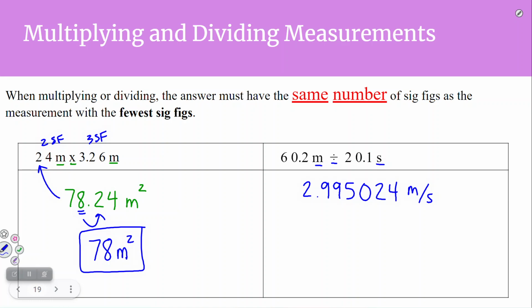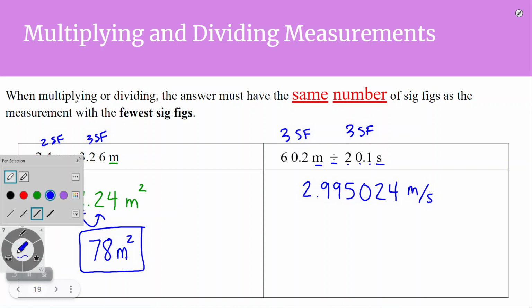So looking at this, I'm only allowed to have the same number of digits as sig figs as my measurement that has the fewest. Looking at both of these, they each have 1, 2, 3, so 3 sig figs. That means my answer is only allowed to have 3 sig figs. So 3 sig figs, 1, 2, 3.